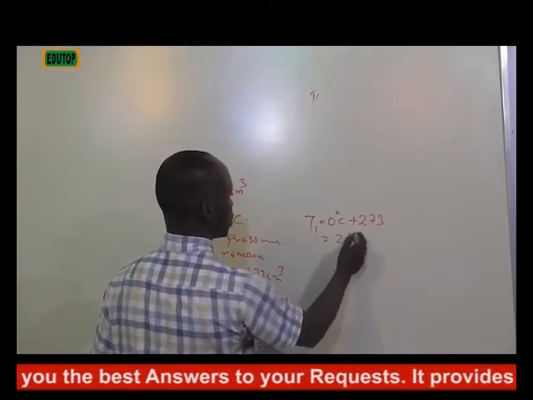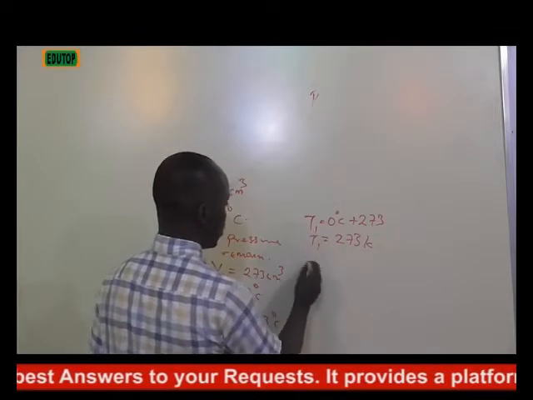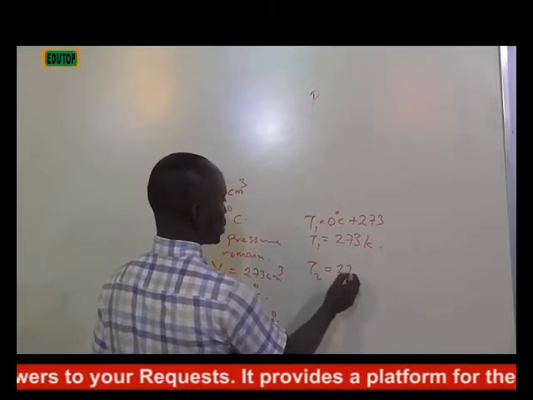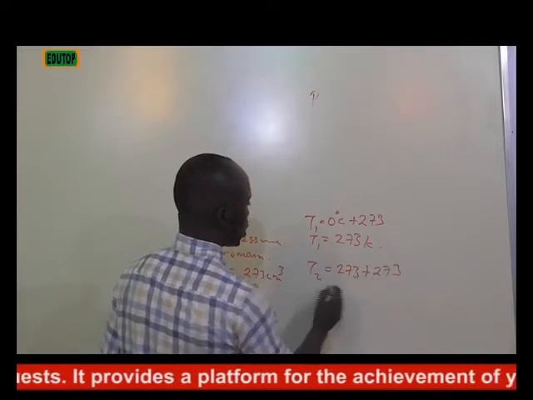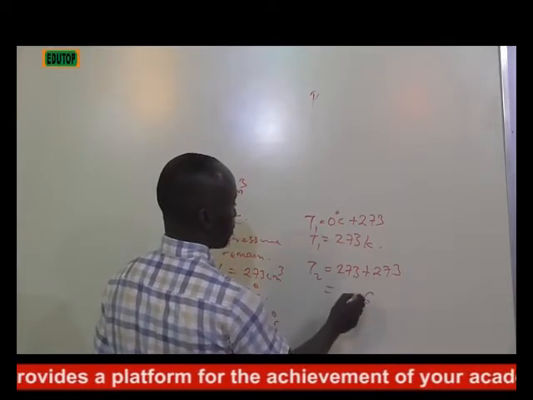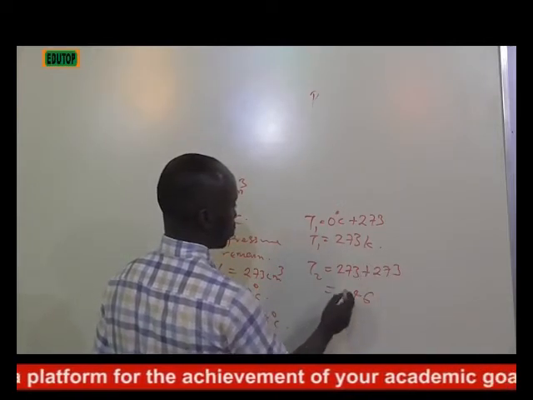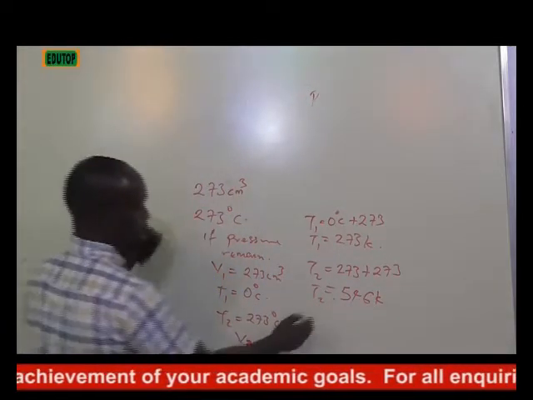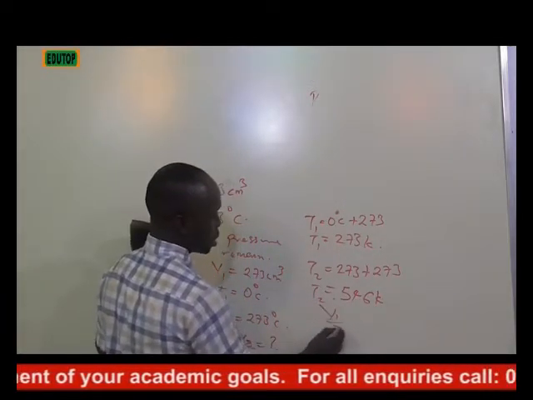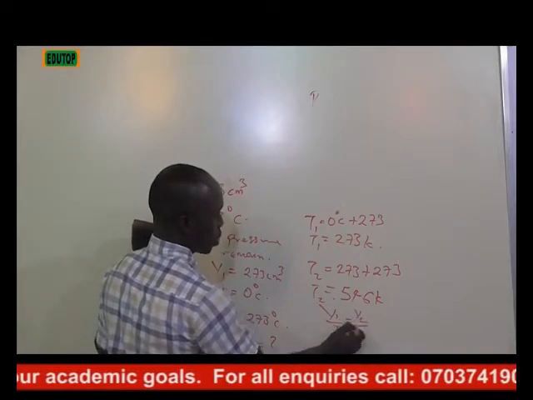For the T1 now, which is 0 degrees Celsius, you add 273. That gives you 273 Kelvin. That's your T1. For your T2, which is 273, you just add it to 273. So that gives you 546 Kelvin. So these are T1 and T2. So we know that our V1 over T1 equals V2 over T2.